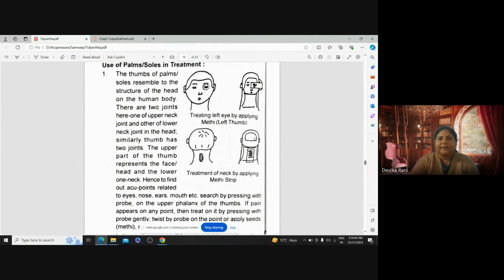So, for example, they give an example of treatment of the left eye. This is your thumb, so your eye would be here. This is the upper joint. This is your neck. Okay, so then you take a fenugreek seed, a methi seed, and you put it on a tape and apply it here.